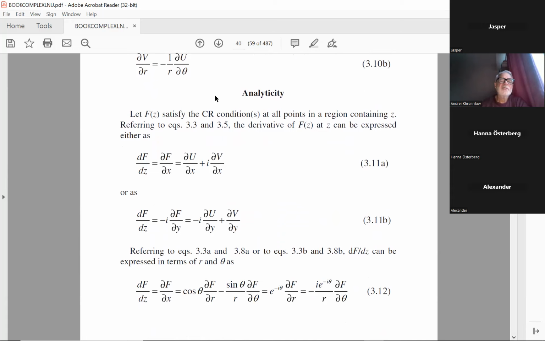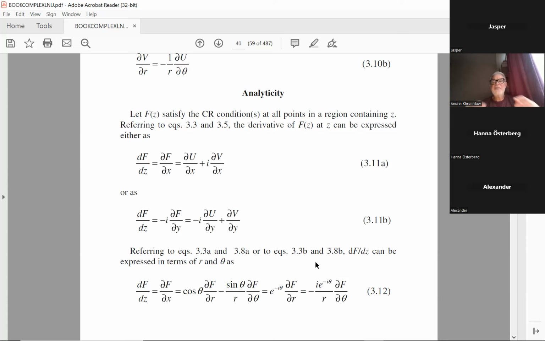This is equivalent to saying that the complex derivative exists. So we can calculate the complex derivative in this way if we want to have a connection with real analysis. But in principle, we can calculate it directly as a limit. This limit exists precisely when the Cauchy-Riemann condition is satisfied, in this way or in this way.